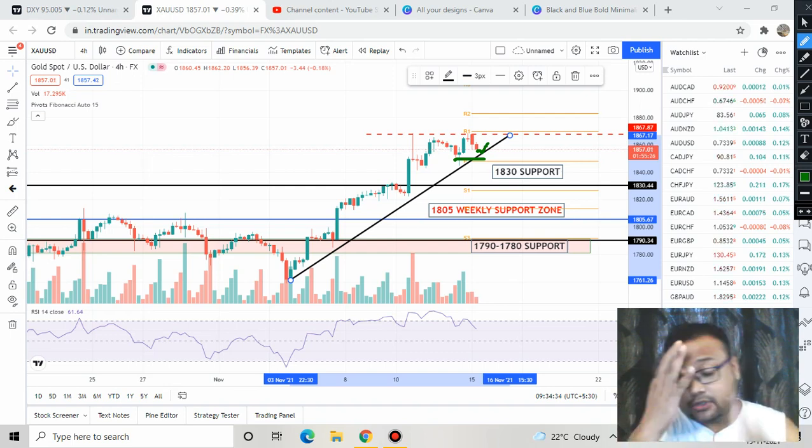So these are the trading opportunities that I see on the chart of gold USD as of now.